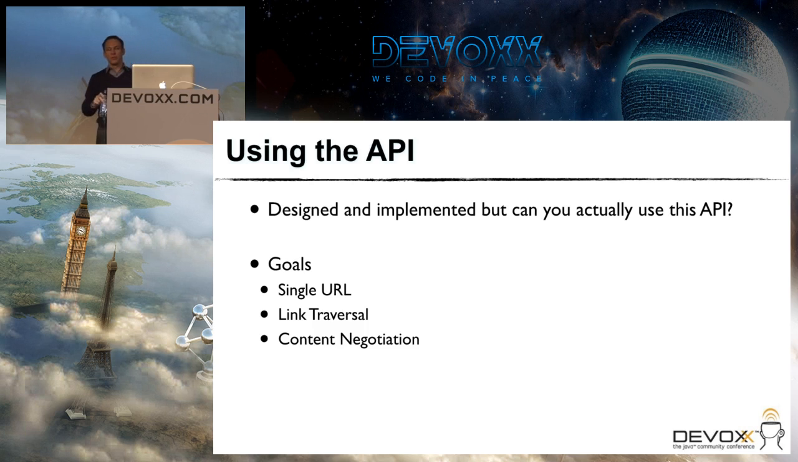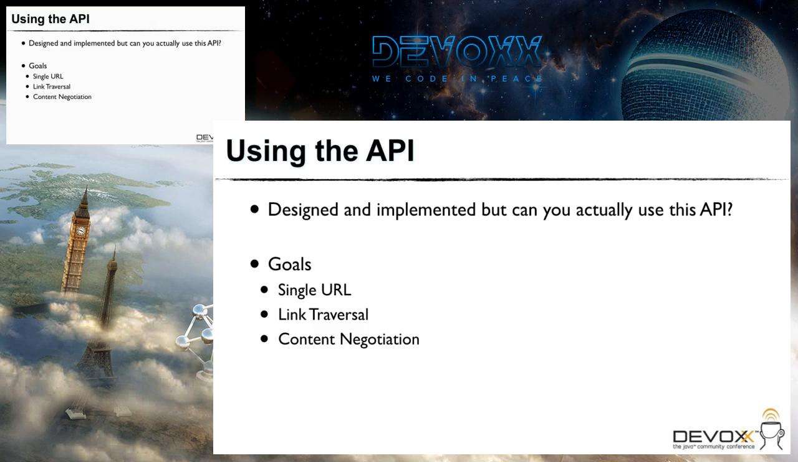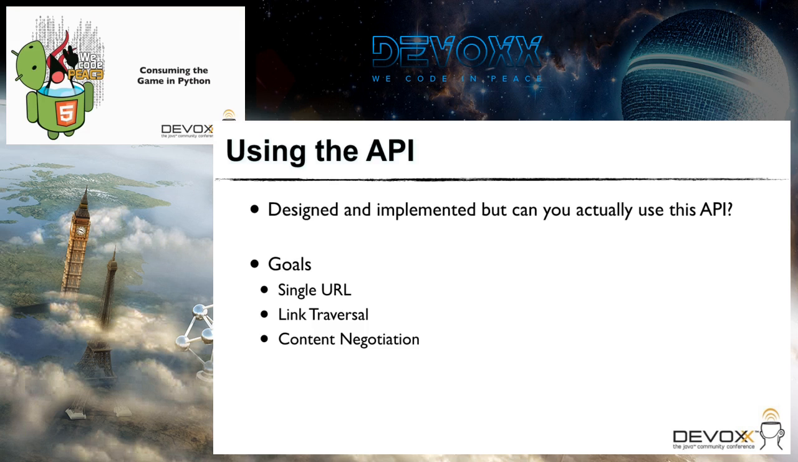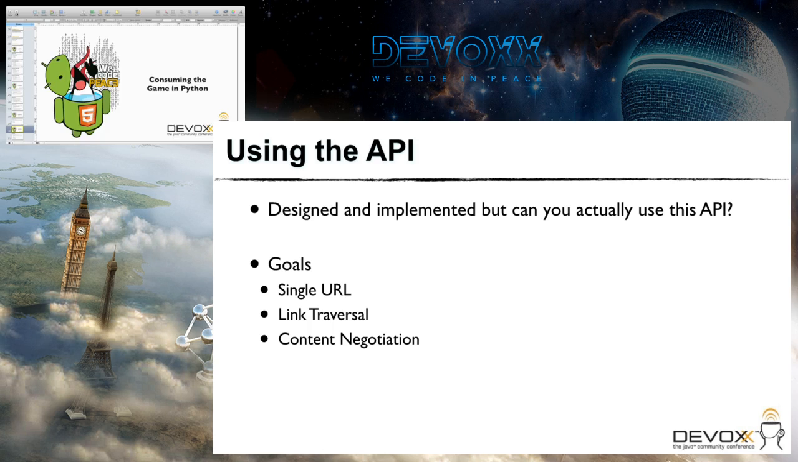We've got a set of goals. We need to hit a single URL to start the game. We want to traverse links to get to all the pieces that we need. We want to negotiate what kind of content we want back and forth. So why not introduce some Python in a Java session, right?